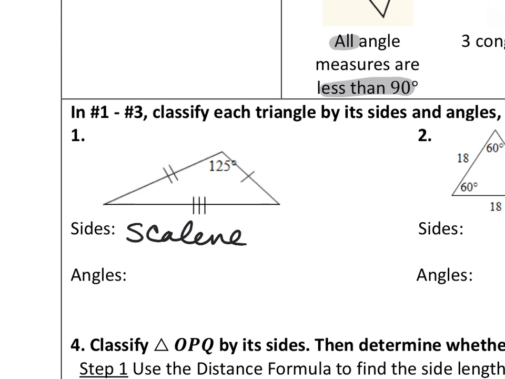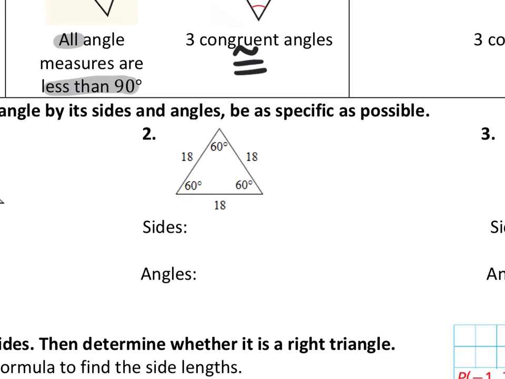But if we classify it by its angles, we would either use the word right, obtuse, acute, or equiangular. What should we use for this one? Obtuse. How did we know it was obtuse? That's correct. Yeah, this angle right here is more than 90 degrees. As long as there is one angle that's more than 90 degrees, there should only be one angle more than 90 degrees. It's an obtuse triangle. These words sound familiar? Okay, let's go to the second one. Based on its side lengths, what do we know?